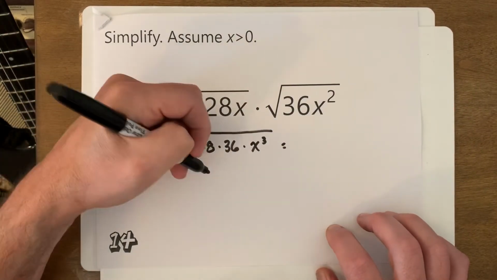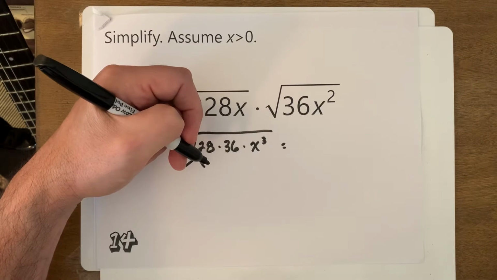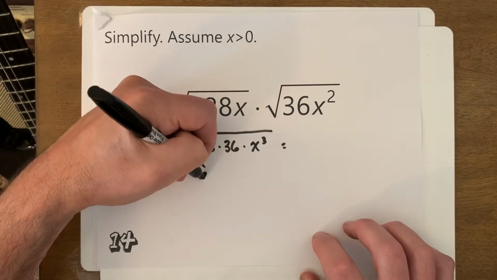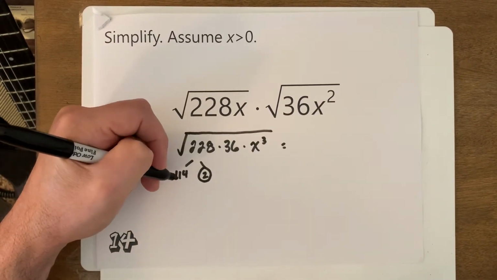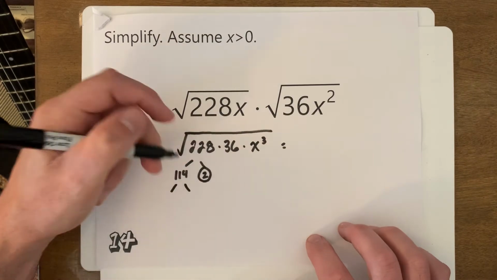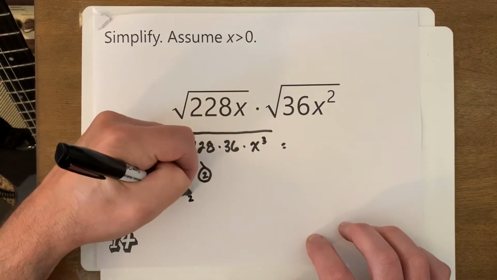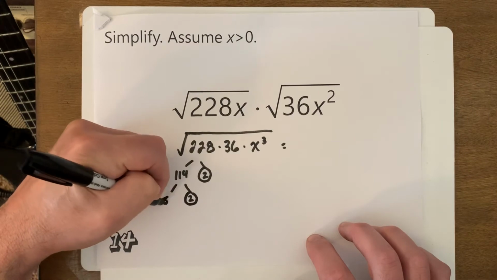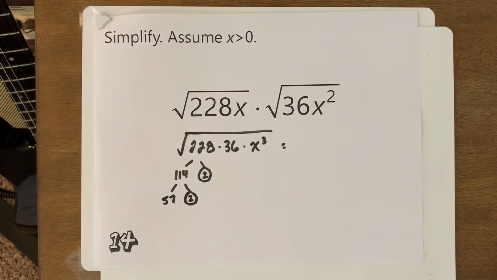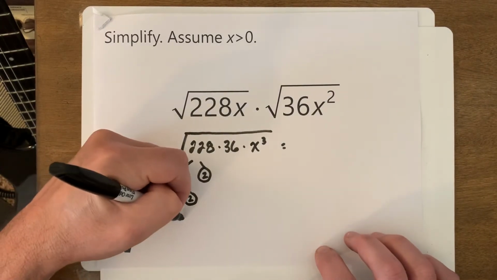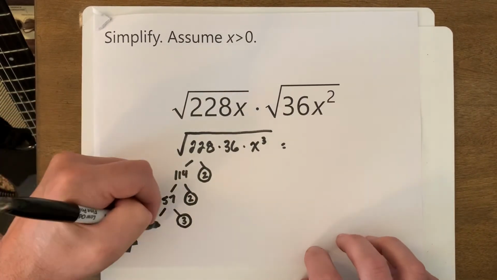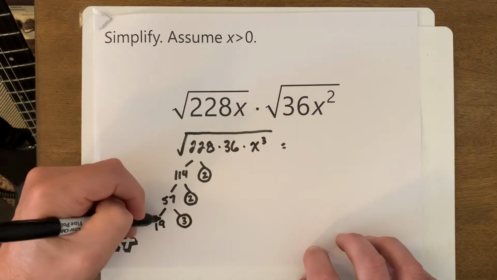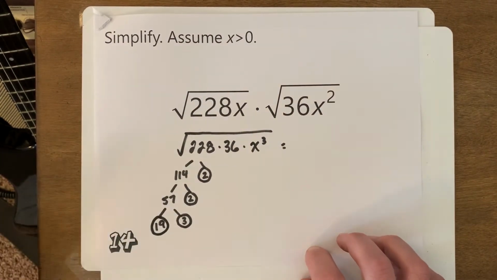All right, so let's start breaking down 228. We've got 228, it is even because it ends in an even number. So 2 times 114. Okay, again, 114 is even because it ends in a 4. So we're going to divide that by 2, and we get 57. Is 57 prime? Well, I don't think so. 7 plus 5 is 12, and so that means 3 goes into it, because 12 is a multiple of 3. So if we divide that by 3, we get 19. Now, I do know that 19 is prime. Okay, so that one's done.